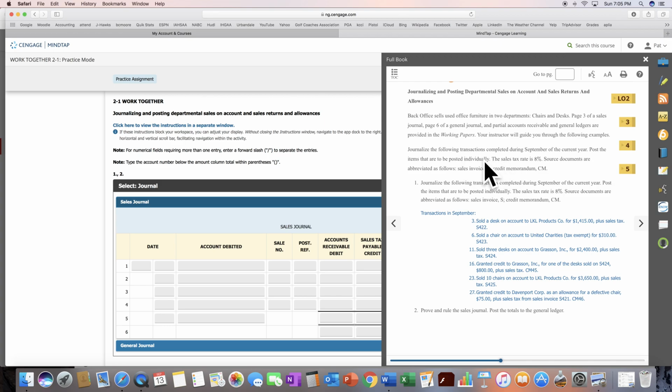I always look at the directions. It'll tell you that we're going to have chairs and desks as our two departments for this company, Bank Office, the problem that we're working on. We're on page 3 of the sales journal and page 6 of the general journal, so that's a little bit different. We're going to be using 8% sales tax, so when you're finding sales tax, you'll need 8%. We have the credit memorandums where we credit accounts receivable and the vendor, and we would debit sales returns and allowances and sales tax payable. And so we have these transactions.